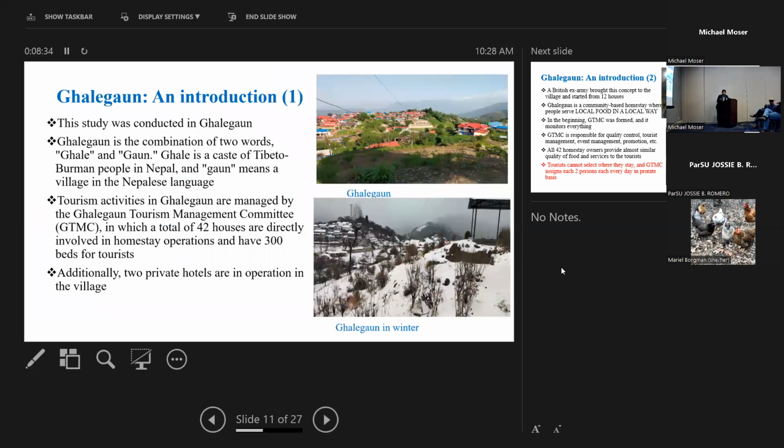What is Ghaleguan then? Ghale is the Tibeto-Burman people living in this area, and Gaon means the village. That means Ghale people residing in the village. That is Ghaleguan in Nepalese language.